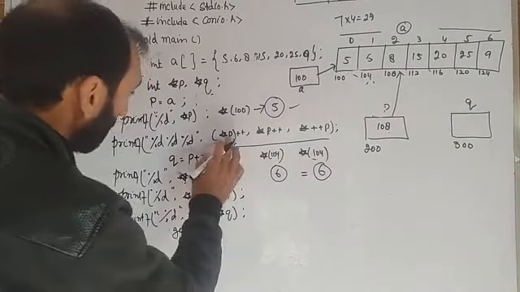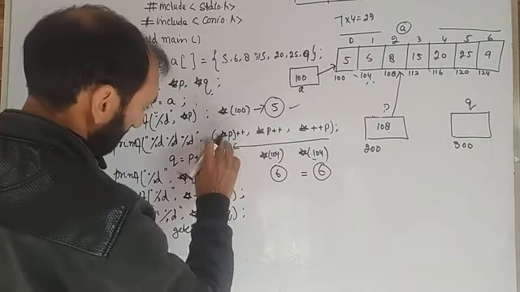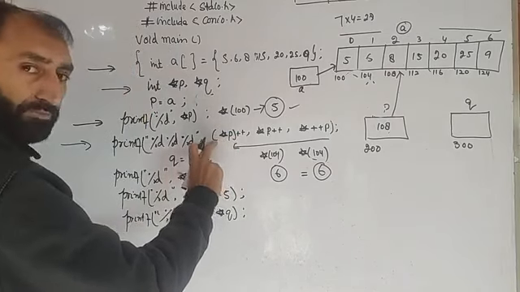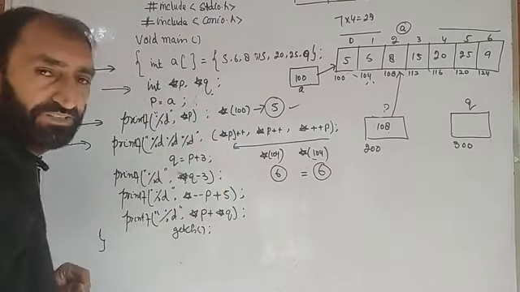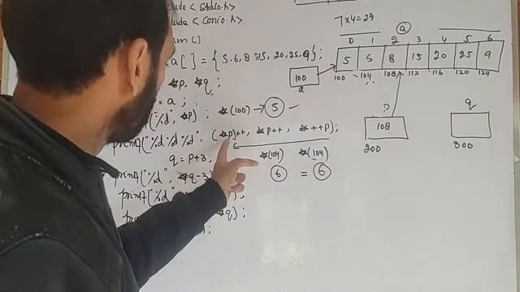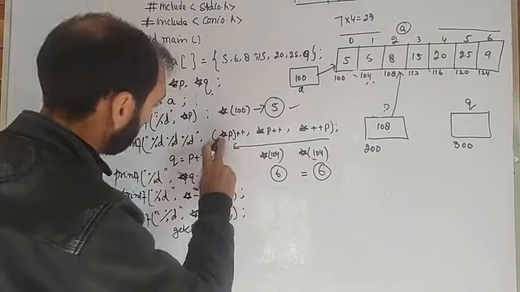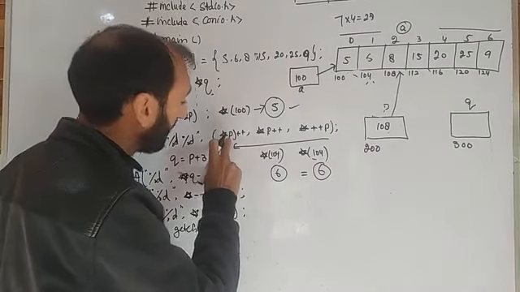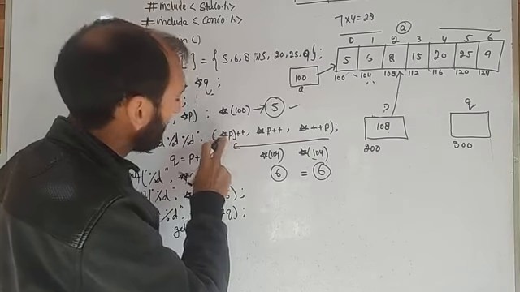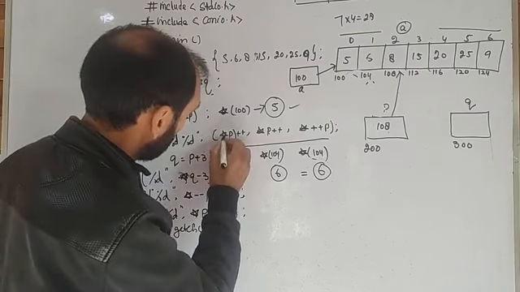Okay. Now here, what should you do next? Here, you should bracket. We know that this bracket has higher precedence than the others. What does this bracket mean? This means value at p. Value at p. What is value at p?